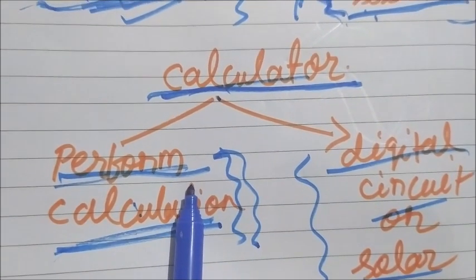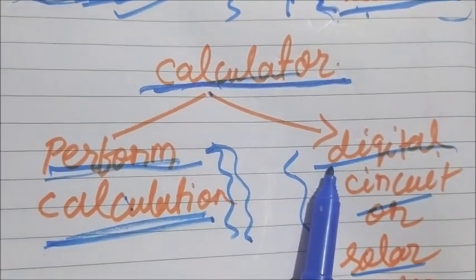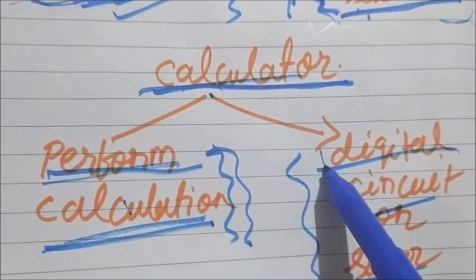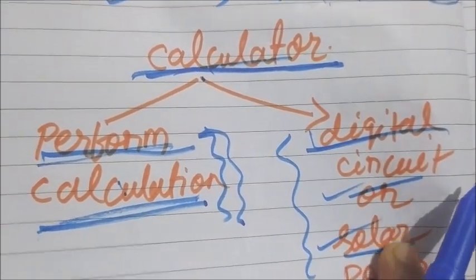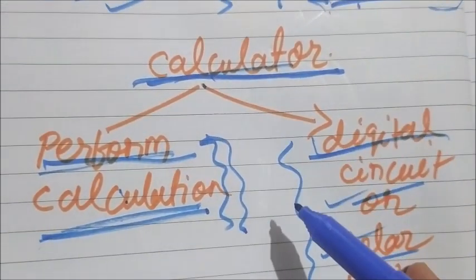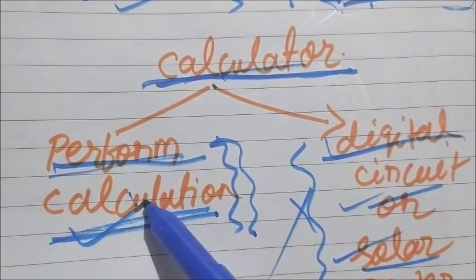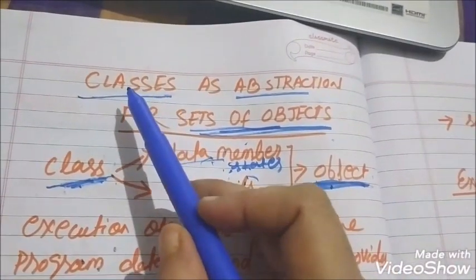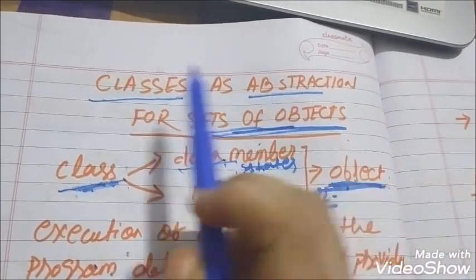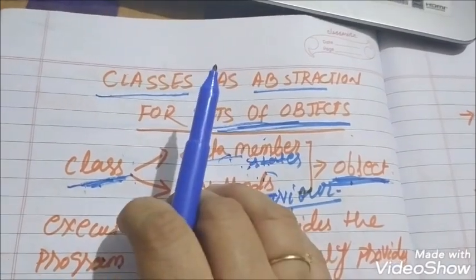But we don't have to think or bother about how the digital circuit, how the battery, how the solar power does the calculations. We don't have to think about it. Only we have to consider the result. Now just see who implements abstraction in object-oriented programming.